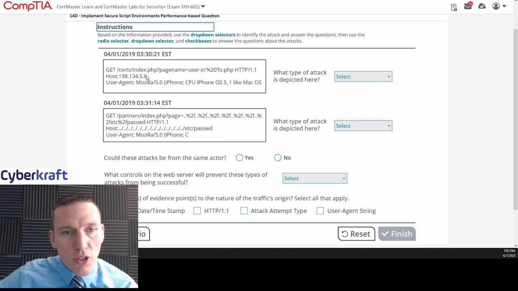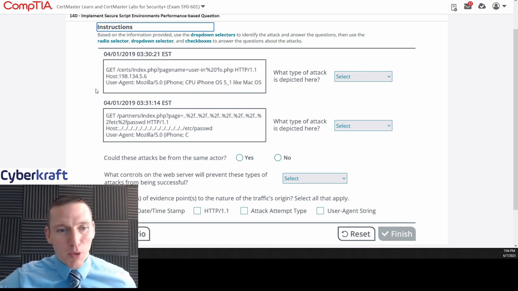This URL here, certs index PHP. Okay, that's unusual. Page name equal user in. Okay, so this right here is a GET request that's not, I don't think, something we would normally see, like a normal GET request. This is probably indicative of some sort of attack. And then we have a host, 198.134.5.6, using Mozilla and Firefox 5.0, iPhone. And this is most likely detecting this operating system as an iPhone with OS 5.1. And since 2019, we're much more advanced than that.